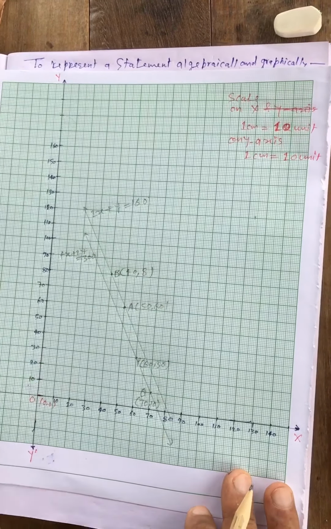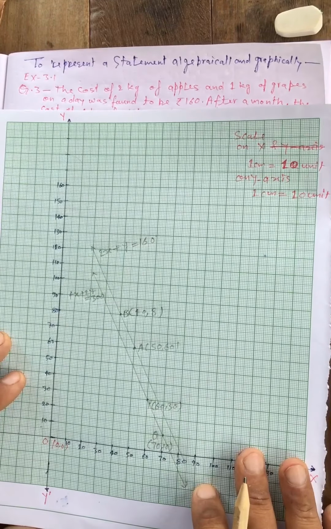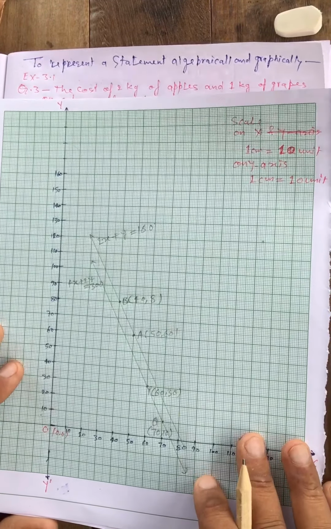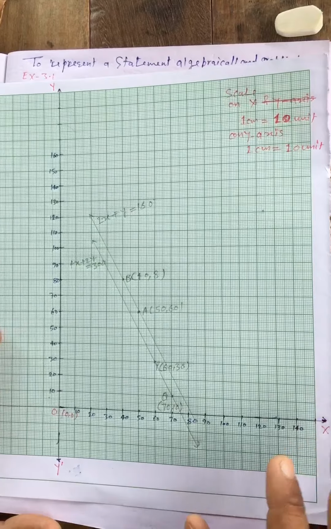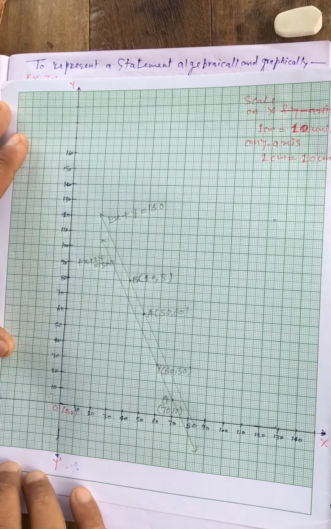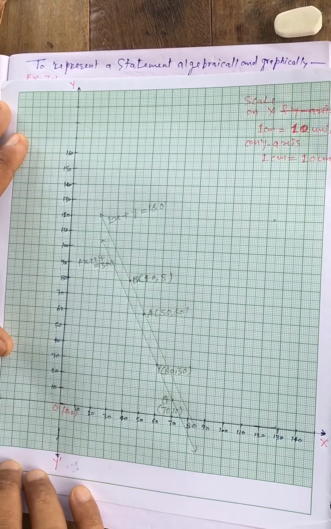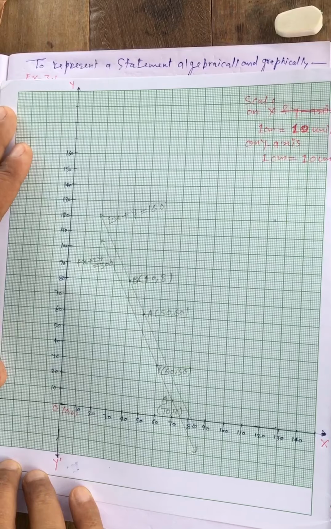Hence we have shown the given statement or question in both ways, algebraically and graphically or geometrically. And now we will see further how to solve a pair of linear equations in two variables by the graph method. The process will be the same.